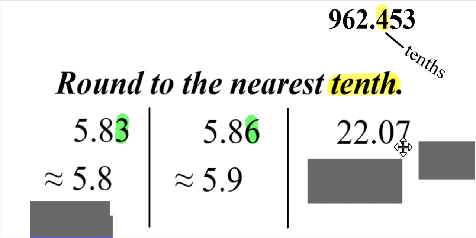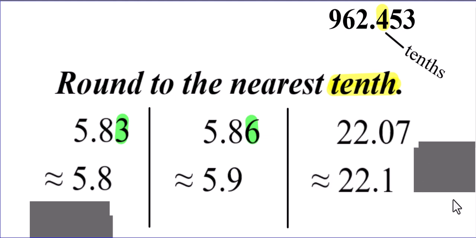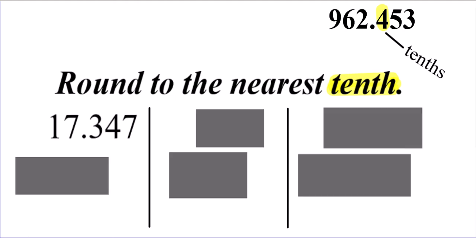An interesting scenario. What if we had a 0 here? No big deal. You still look to the right of that place, and you're going to see it's 5 or more, so that 0 is going to round up to a 1. Let's look at a few more examples.